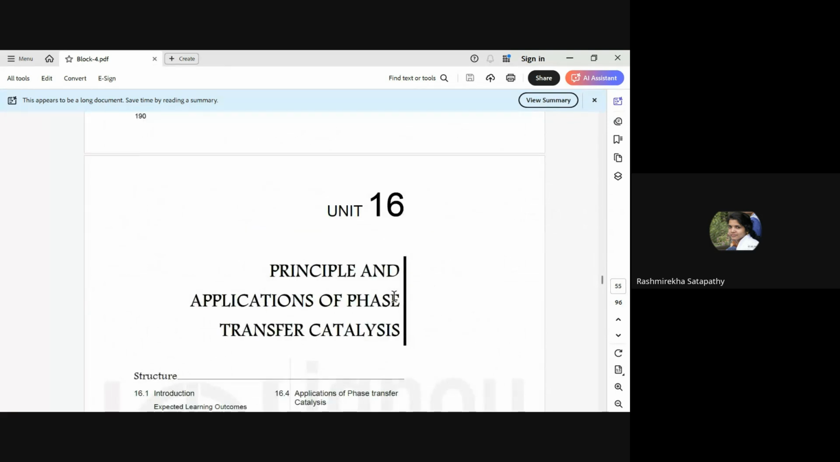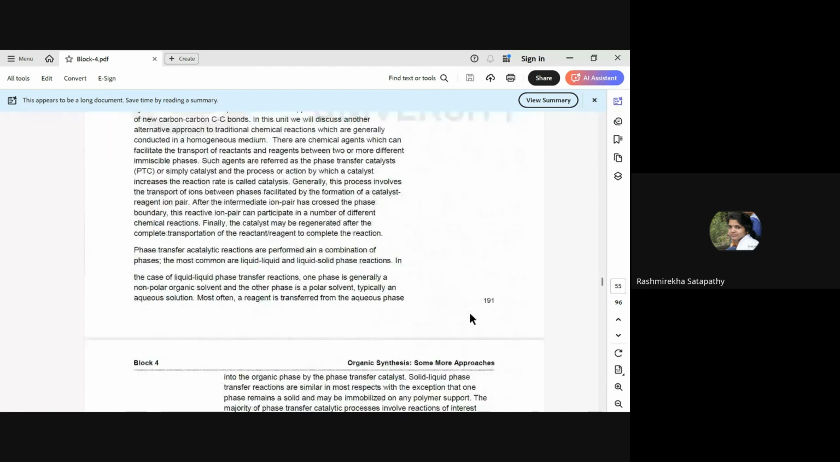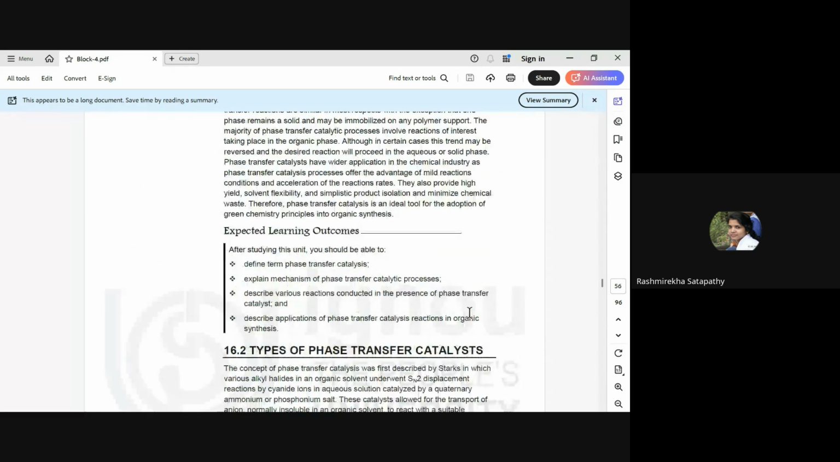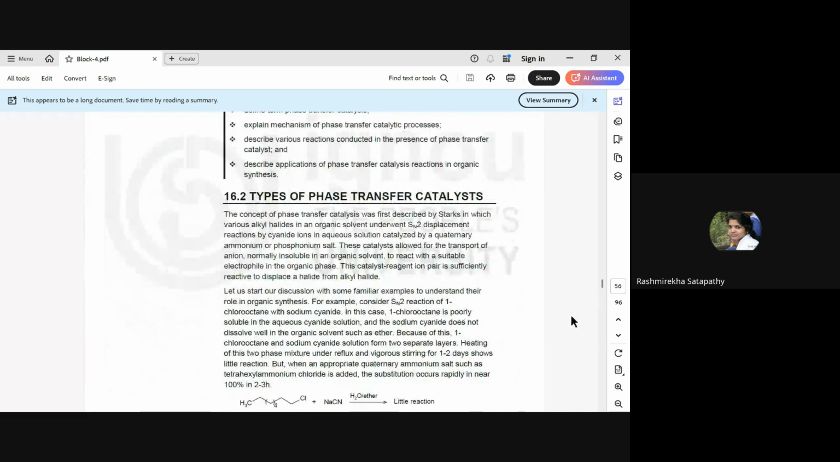So in Unit 16, principle and application of phase transfer catalysis. What is phase transfer catalysis? We'll study in this unit: the definition of phase transfer catalysis, the mechanism of the phase transfer catalytic process, various reactions conducted in the presence of a phase transfer catalyst, phase transfer catalyst reactions in organic synthesis, and types of phase transfer catalyst.